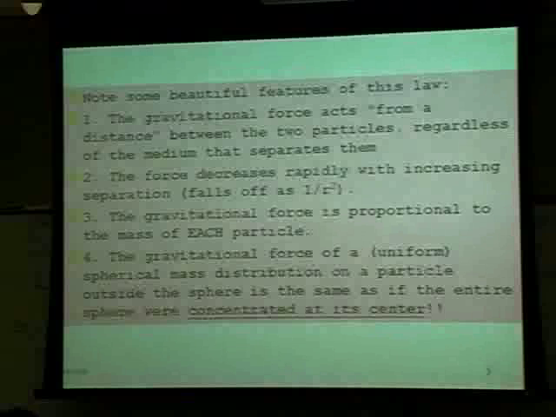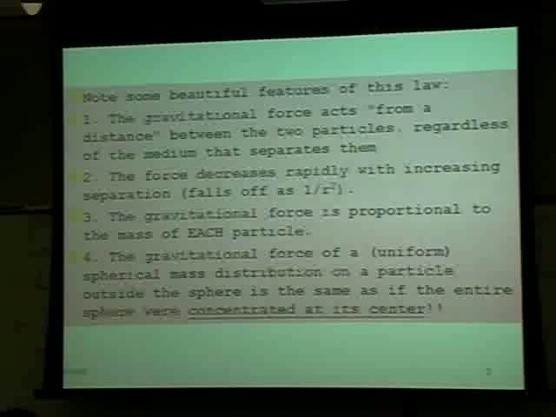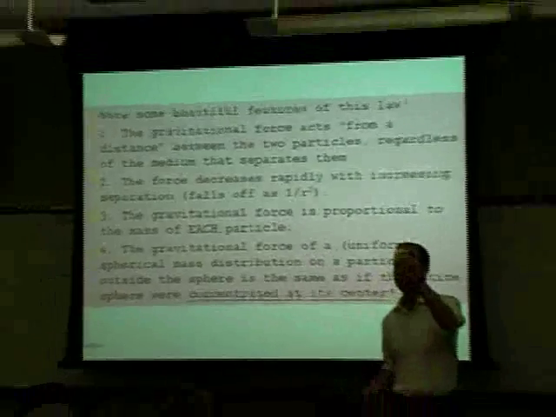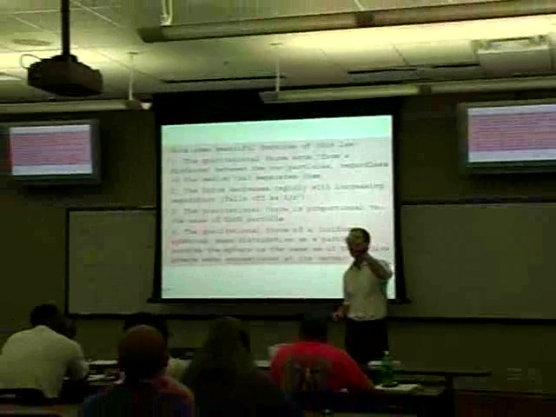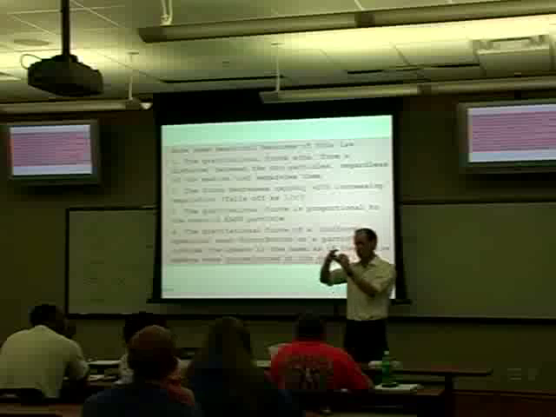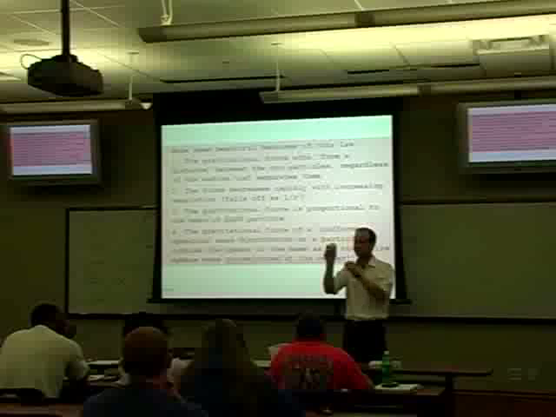The gravitational force of a uniform spherical mass distribution on a particle outside the sphere is the same as if the entire sphere were concentrated at its center. In plain English, if you have a sphere, we treat the mass of that sphere as located at its center of mass. So even though there's a distribution and there's some mass near the surface and mass over here, we treat this mass as if all of its mass were located at its center of mass.